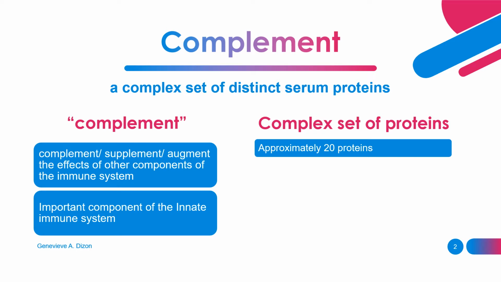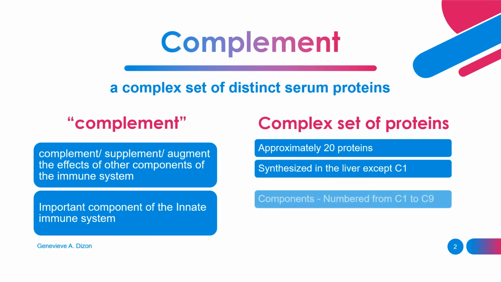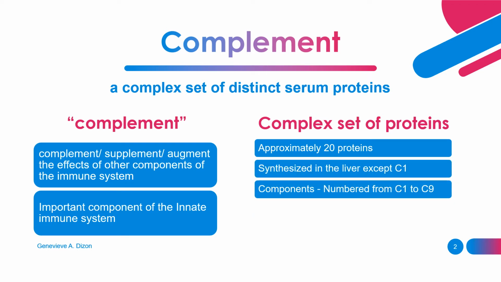These are a set of complex proteins of approximately 20 in number. They are involved in 3 separate pathways of activation. These complement components are synthesized in the liver except for C1.